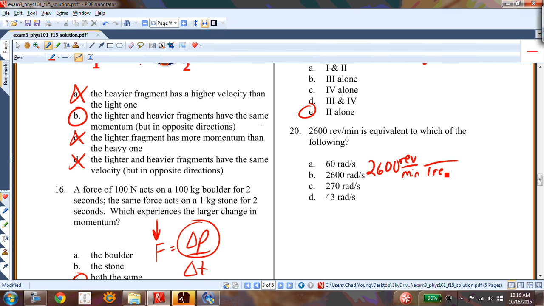In 1 revolution, I'm going to radians, it's 2 pi radians, and in 1 minute I have 60 seconds. The conversion problem here: 2,600 times 2 times pi divided by 60, 270 radians per second. So number 20 is C.